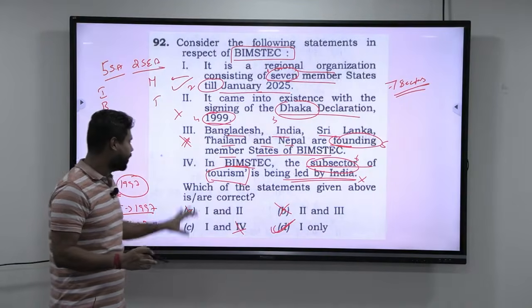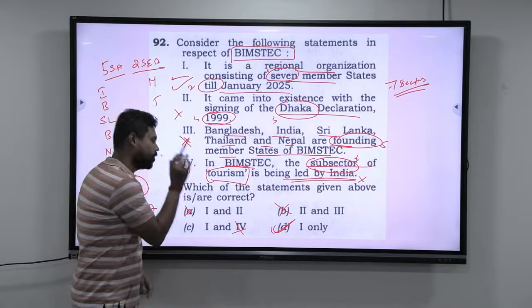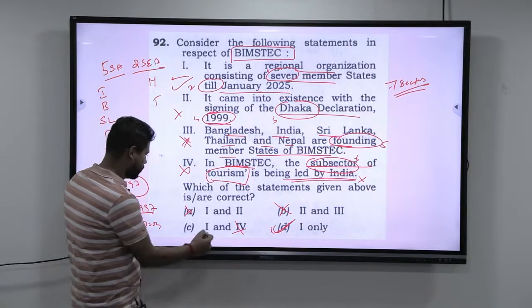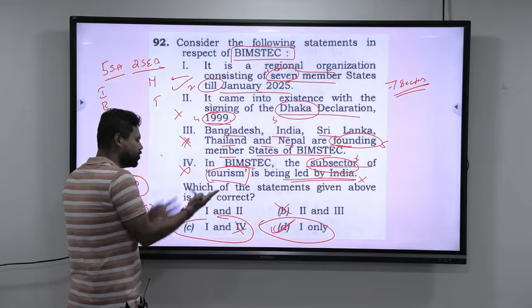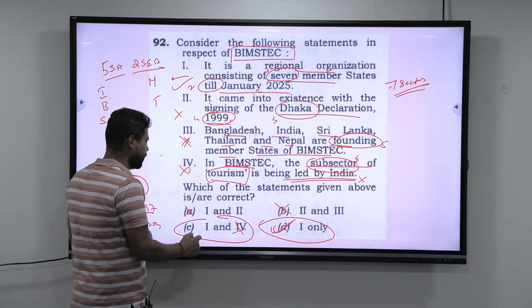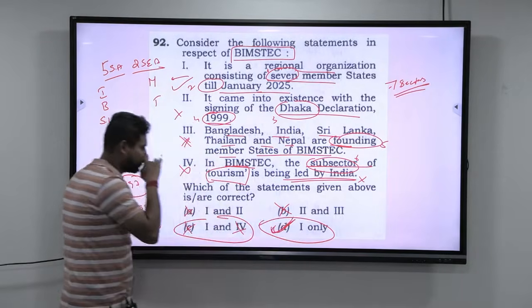That is why it becomes very difficult, because you should know these 3 statements are wrong. At the end of the day, you will come to this 1 and 4 or 1 only. So you should know this. Otherwise, you are just guessing, and this becomes very difficult. So overall, I know the answer. This is wrong, and hence the answer is 1 only.